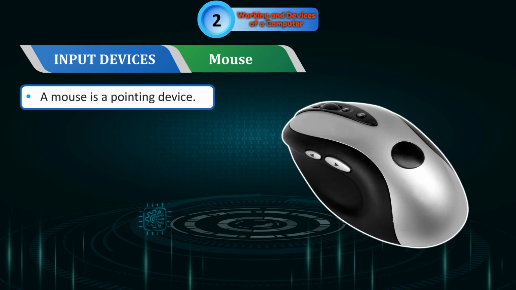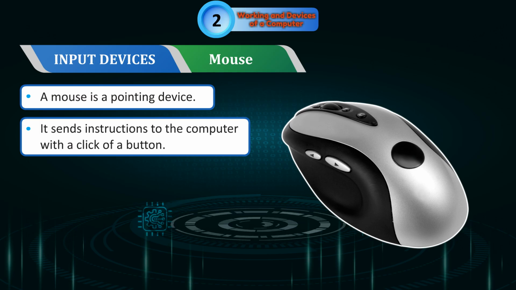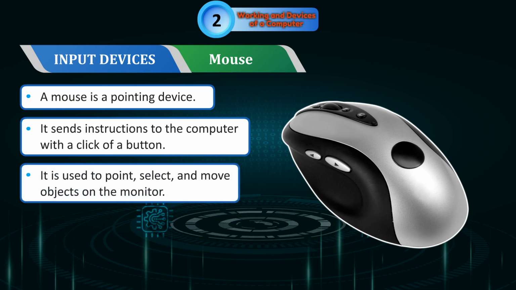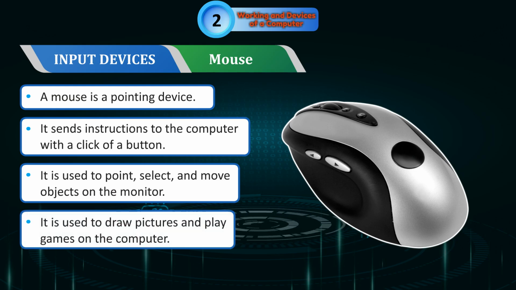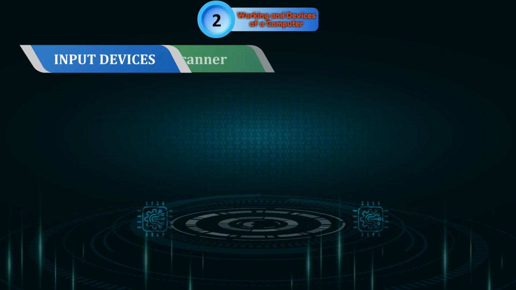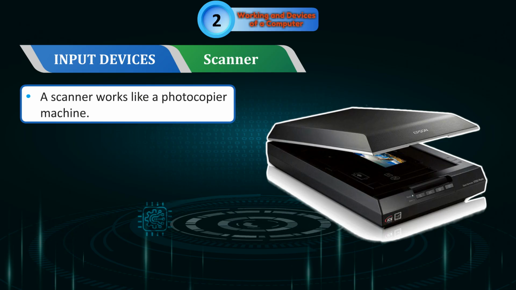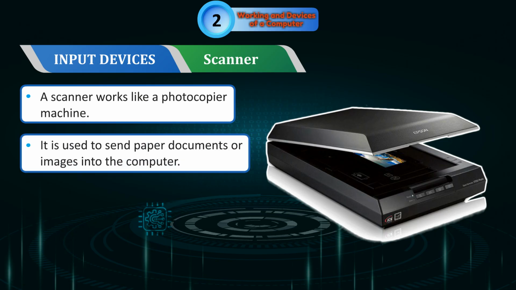Mouse. A mouse is a pointing device. It sends instructions to the computer with a click of a button. It is used to point, select, and move objects on the monitor. It is used to draw pictures and play games on the computer. Scanner. A scanner works like a photocopier machine. It is used to send paper documents or images into the computer.